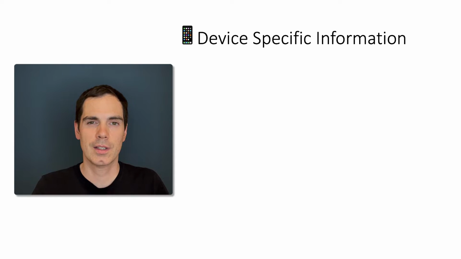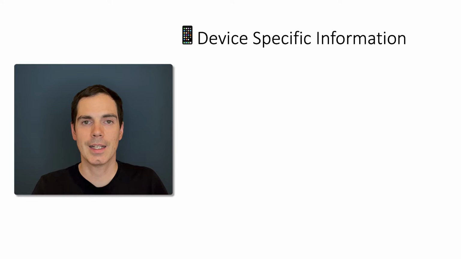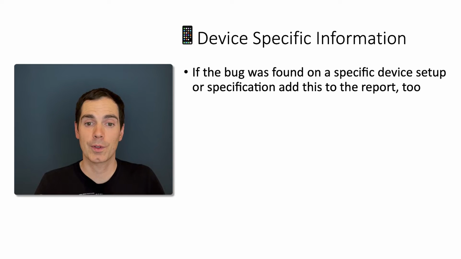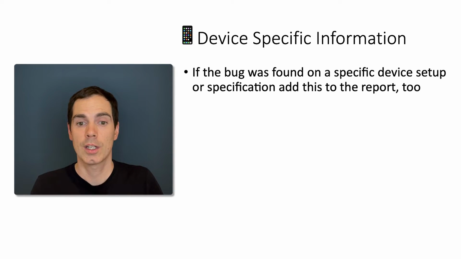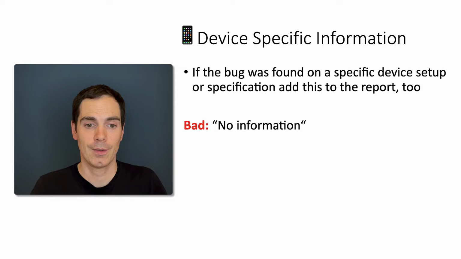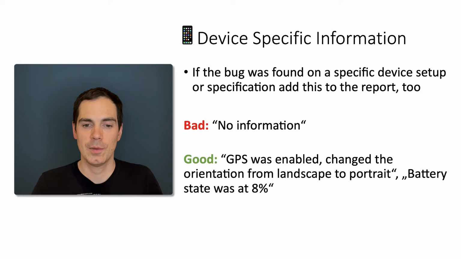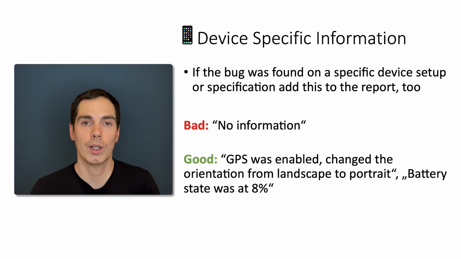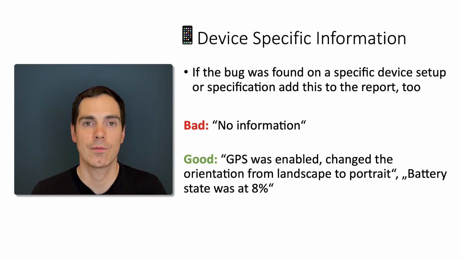Device-specific information. This is kind of similar to operating system information and test environment, but it's different, in this case for mobile apps. So, for example, if the bug was found on a specific device setup or specification, add this to the report too. Again, it's helpful. A bad thing would be if you don't provide it at all, so no information. A good one could be: GPS was enabled. I changed the orientation from landscape to portrait, or the battery state was at 8%. And this is particularly important for mobile bug reports.